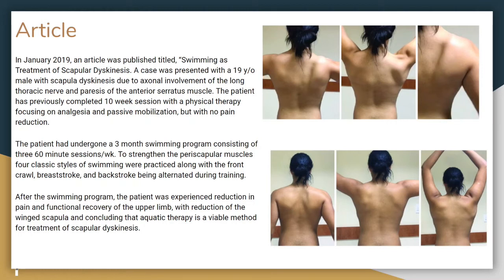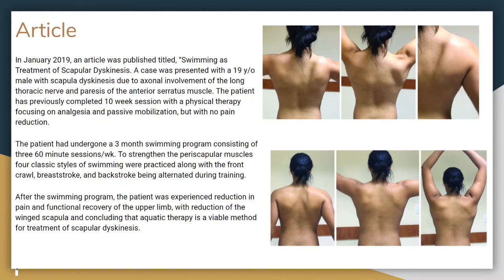To strengthen the periscapular muscles, 4 classic styles of swimming were practiced, with the front crawl, breaststroke, and backstroke being alternated during training. After the swimming program, this patient had experienced reduction in pain and functional recovery of the upper limb, with reduction of the wing scapula, concluding that aquatic therapy was a viable method for treatment of scapular dyskinesis.